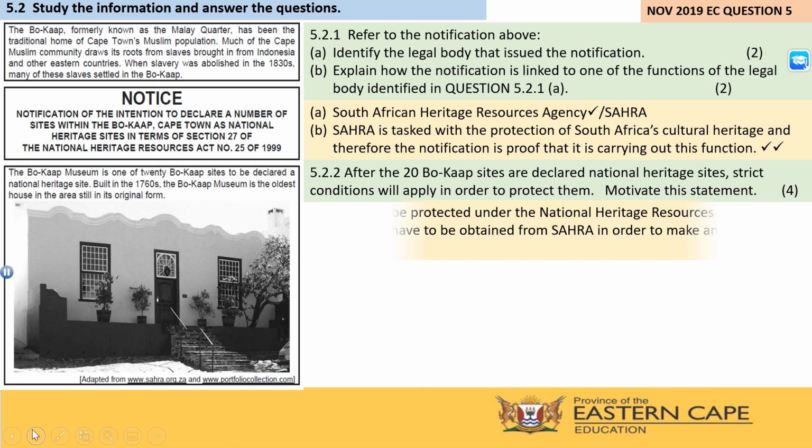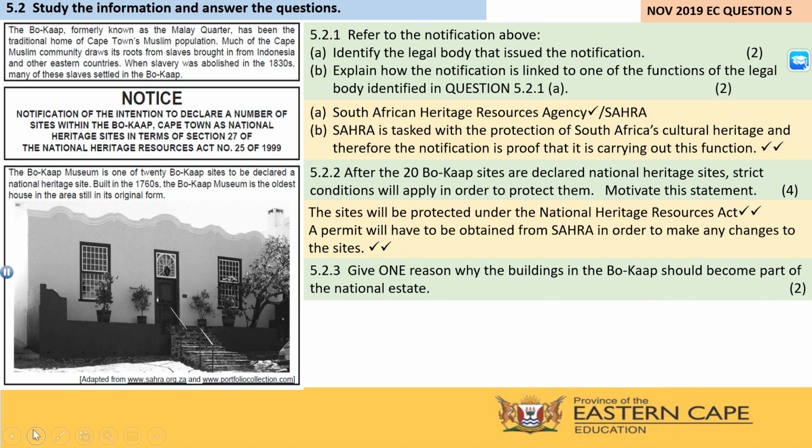So therefore, let's take a look at the answer on your screen at the moment. Firstly, the sites will be protected under the National Heritage Resources Act, and that has also come up on numerous occasions during this presentation. And secondly, a permit will have to be obtained from the South African Heritage Resources Agency in order to make any changes to the site.